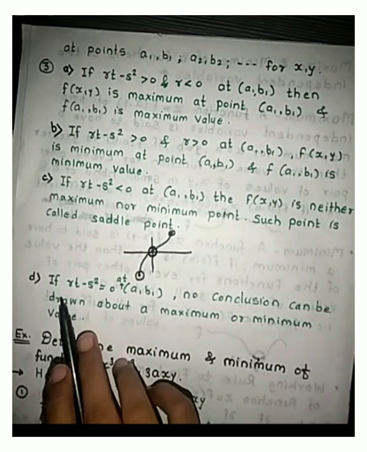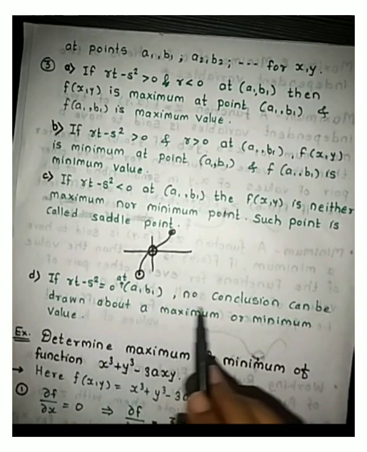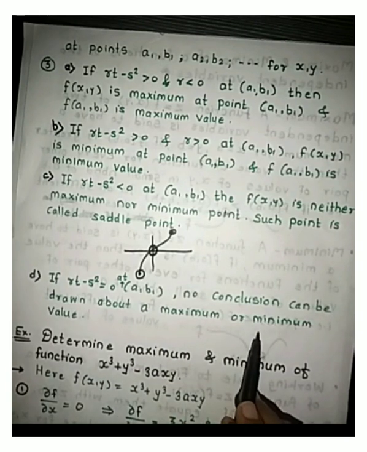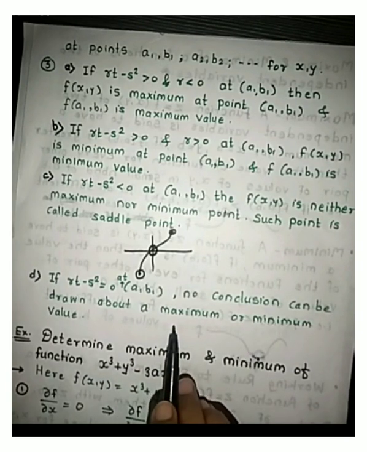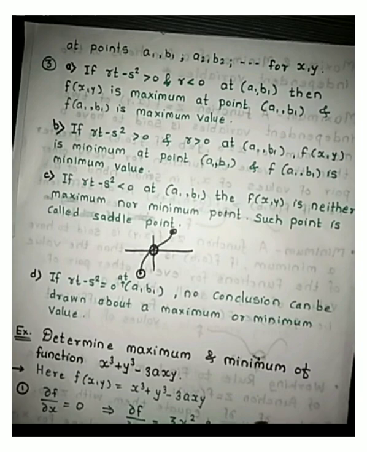And if RT minus S square is equal to 0 at (a1, b1), no conclusion can be drawn about maximum and minimum. In this case, we have to evaluate further to know whether that point is a maximum point or a minimum point. So now we will take an example to understand how to find the maximum and minimum of a function.